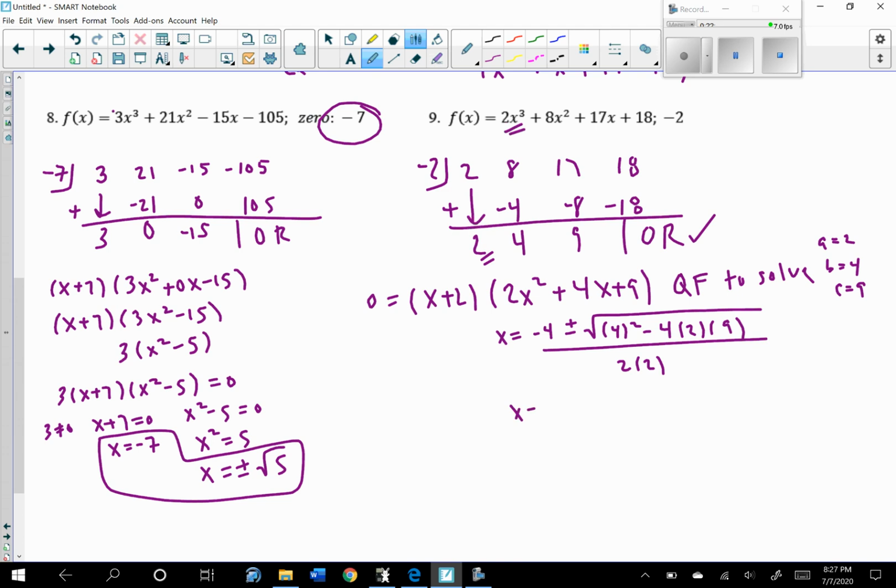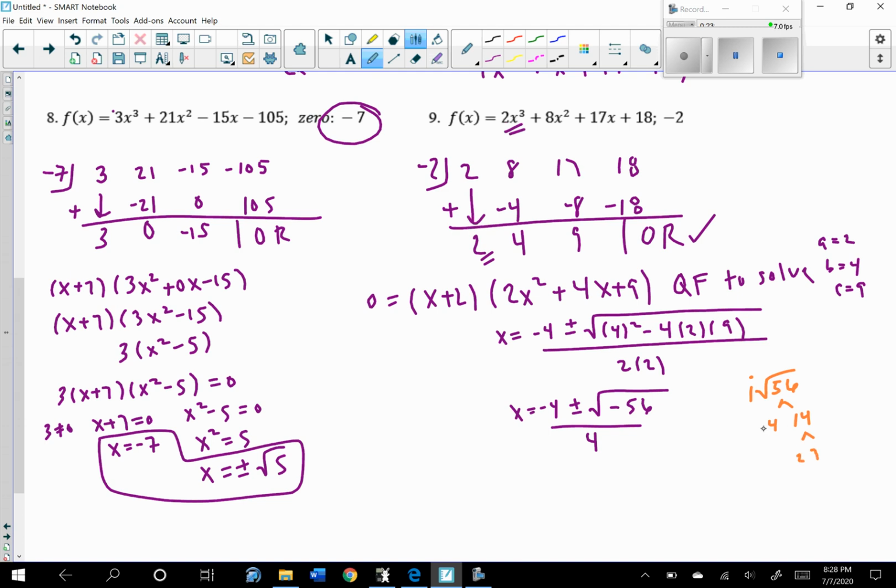So x equals negative 4 plus or minus. Remember, we always want to find the exact solution when possible, so we're going to simplify what's underneath the radical first. 4 squared gives us 16, minus 4 times 2 times 9 is negative 56, over 4. And of course we can reduce that, so if I just do some work off to the side here, root negative 56, so remember that's going to give me imaginary numbers, so that's i root 56. And 56 breaks down into 4 times 14. Of course you can break that down differently if you want. That's the way that I did it.